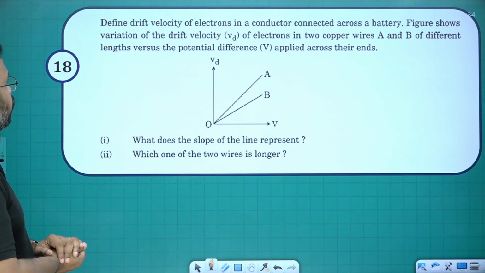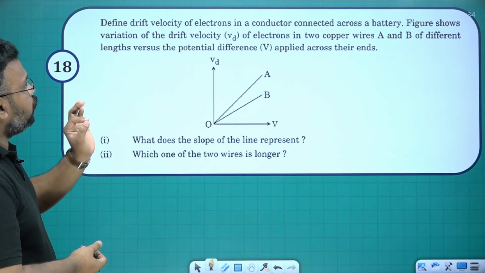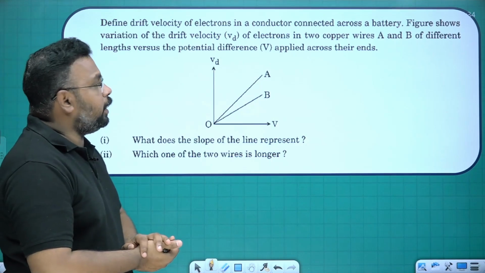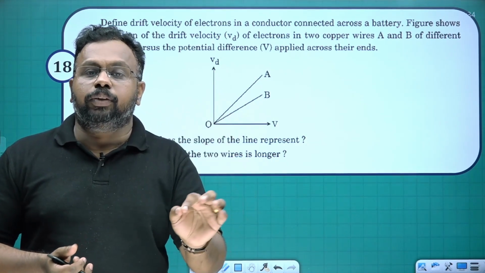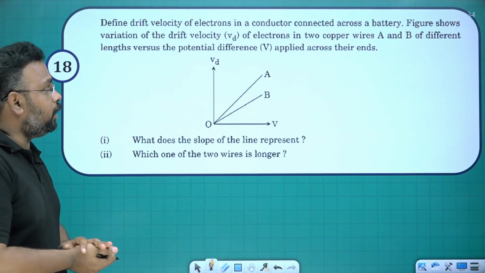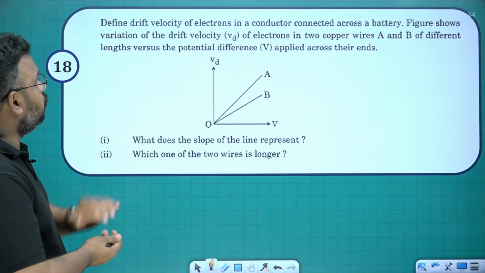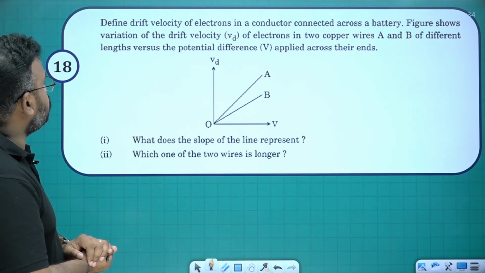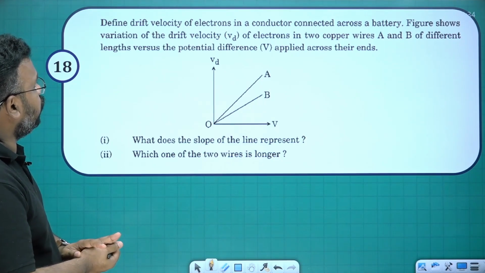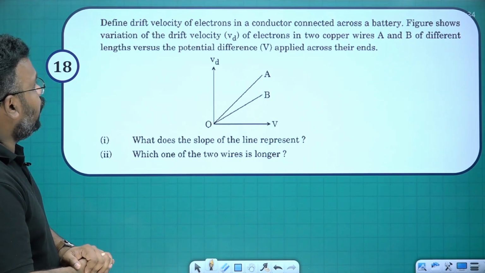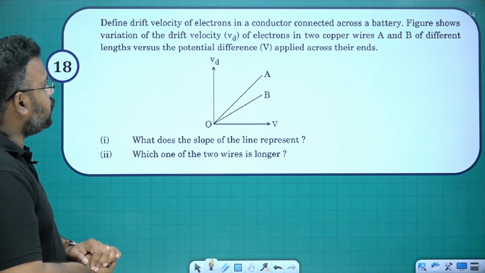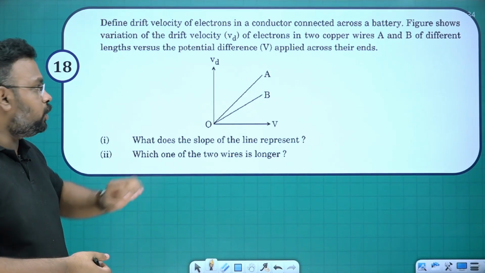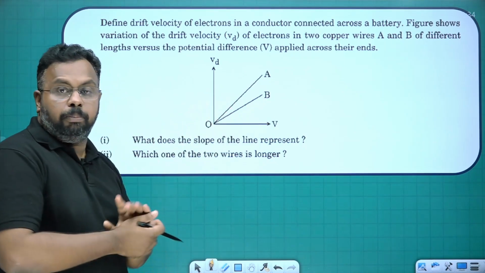Question number 18. Define drift velocity of electrons in a conductor connected across a battery. Definition of drift velocity, hope all of you remember. It is the average velocity acquired by free electrons in a conductor when electric field is applied. Figure shows the variation of drift velocity of electrons in 2 copper wires A and B of different lengths versus the potential difference applied across their ends. So drift velocity versus potential difference.